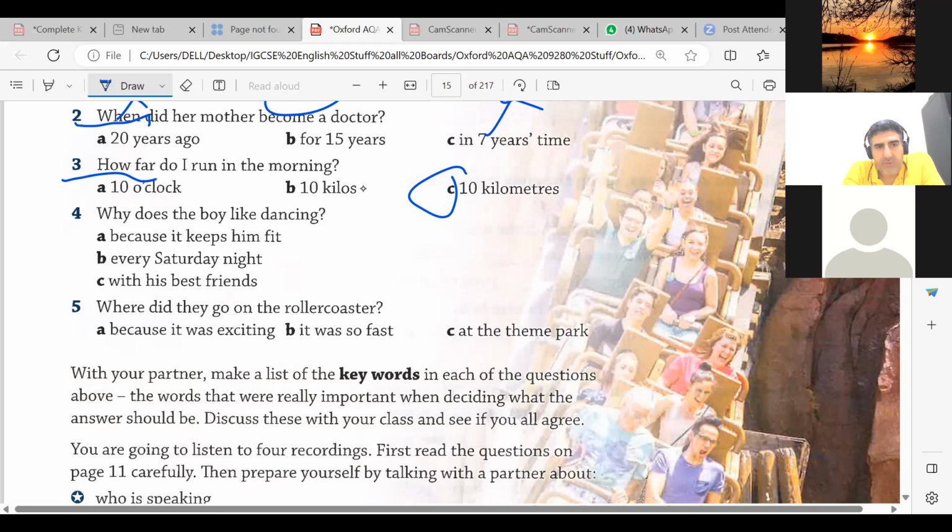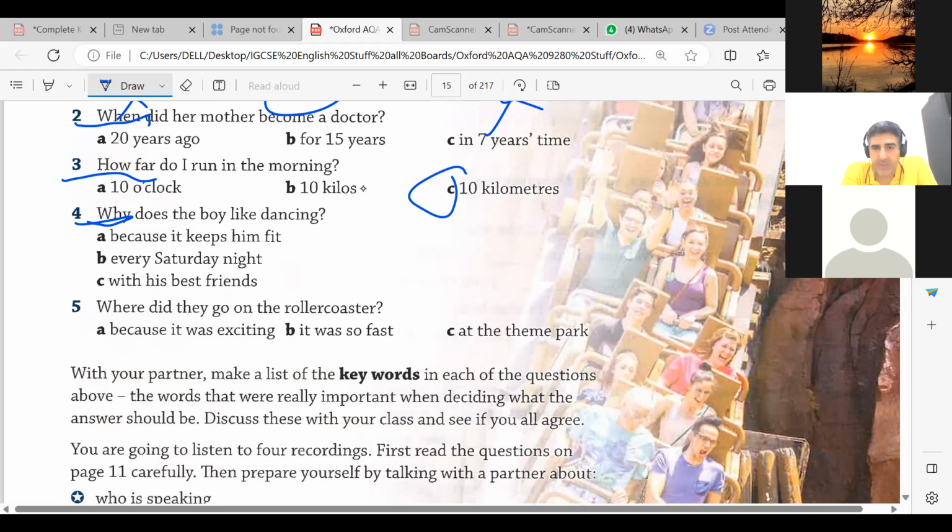Question 4: why does the boy like dancing? Can you expect the answer, Akram? Why is A the right answer without listening? Because it starts with because, and also it is a reasonable reason for dancing, if it's a physical activity. Exactly. Because the main question here asks about the reason why. Why does he like dancing? Because it keeps him fit.